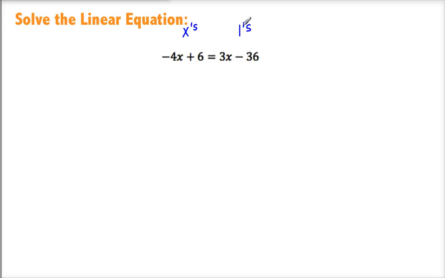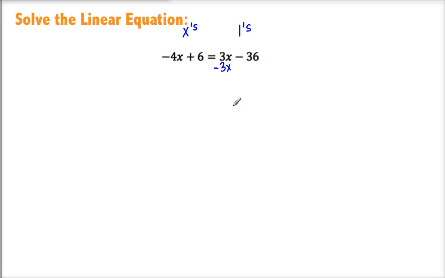It doesn't matter which side you choose. Your answer will work out the same whichever side you choose. This is just what I prefer. Okay, so if I want all the x's on this side, that means this 3x is in the wrong place. It's on the one side. So this 3x has got to go away. So how do I get rid of a 3x? Well, think about what's a 0 pair with a 3x?